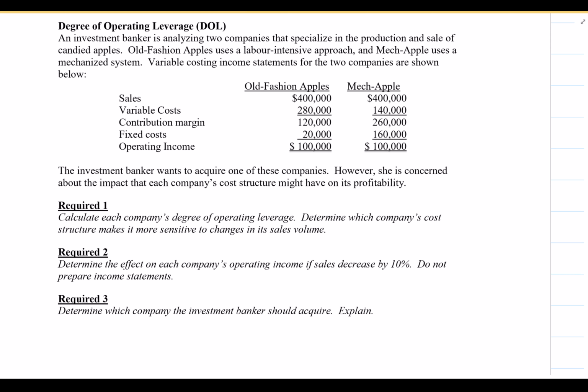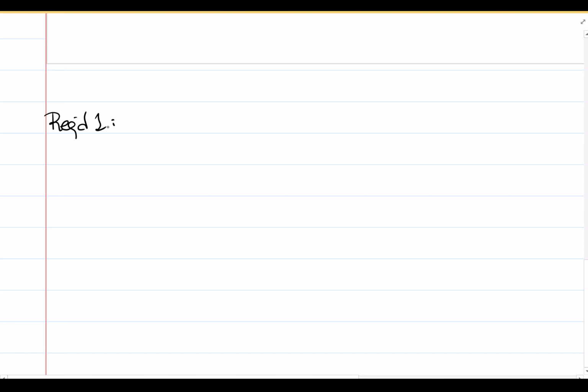The investment banker wants to acquire one of these companies. However, she is concerned about the impact that each company's cost structure might have on its profitability. So required one, calculate each company's degree of operating leverage, determine which company's cost structure makes it more sensitive to changes in its sales volume. All right, so let's start with Old Fashioned.